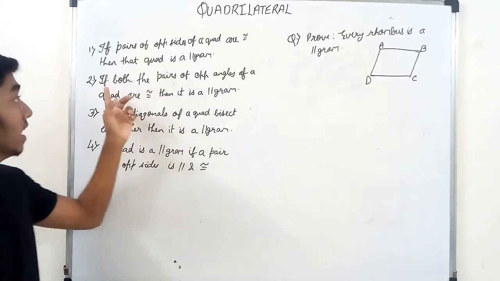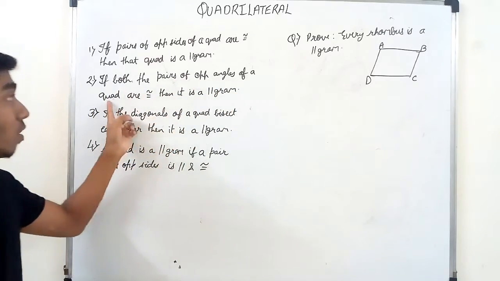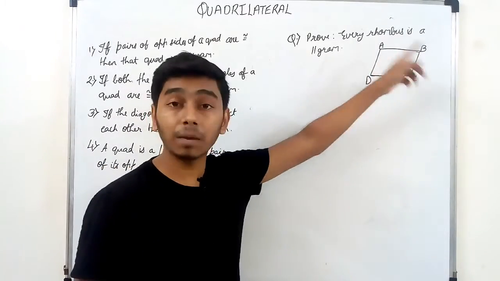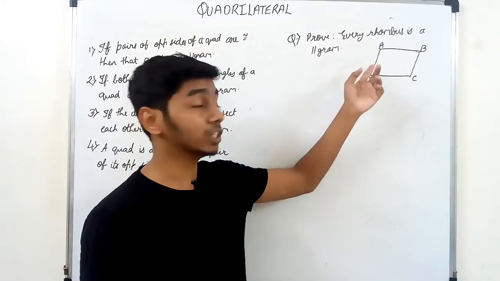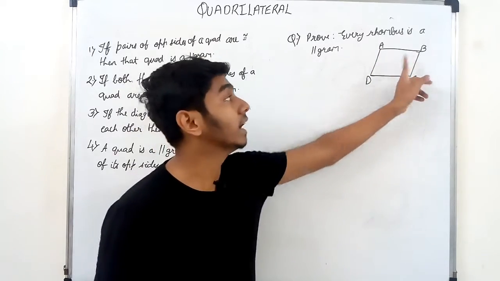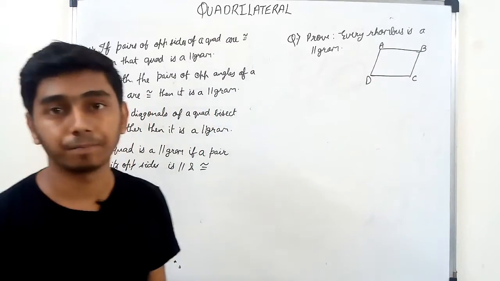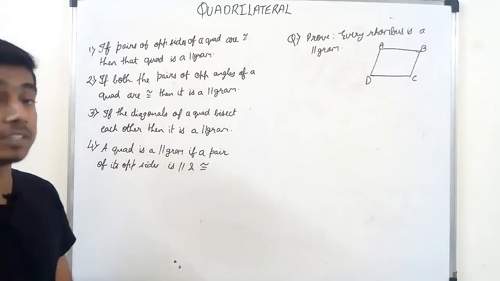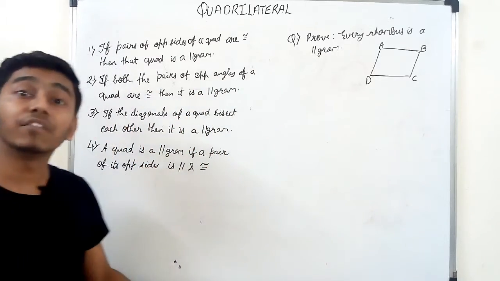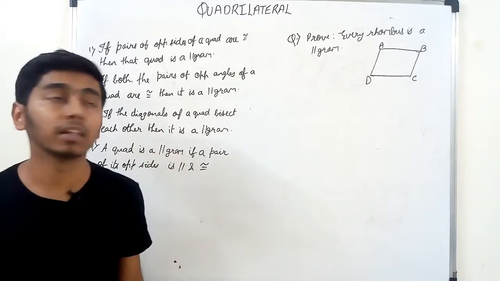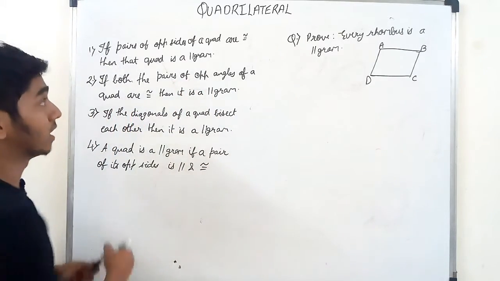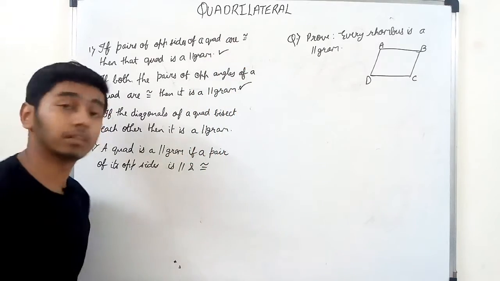Then the second one says, if both the pairs of opposite angles of a quadrilateral are congruent, then it is a parallelogram. That means if you want to prove ABCD a parallelogram, we should be able to prove that A and C are congruent and B and D are also congruent. That's what this says: pairs of opposite angles should be congruent. If so, then the given quadrilateral is a parallelogram. I hope you understood the first and the second.